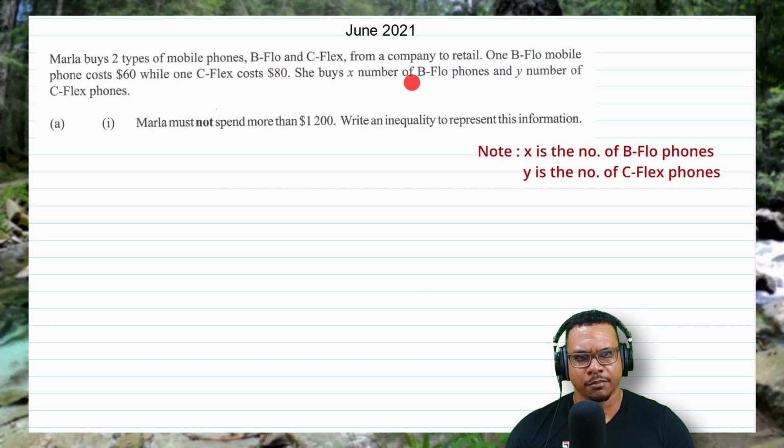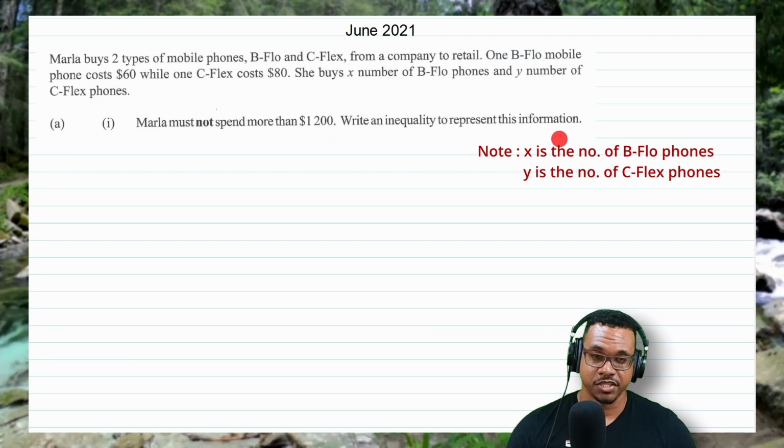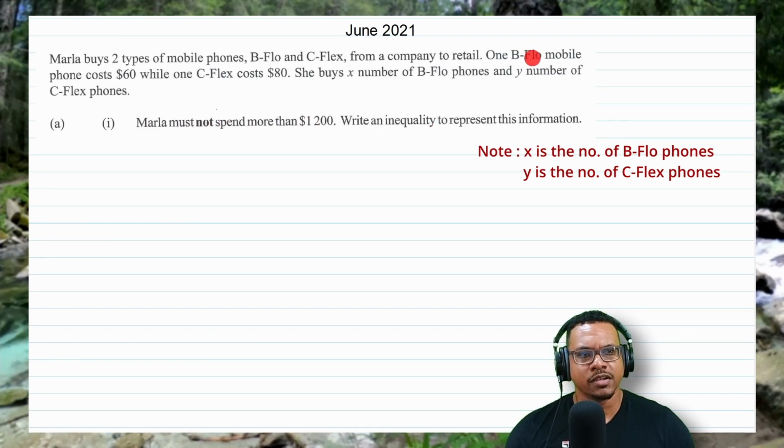So she buys X number of B-Flow. So X is the number of B-Flow phones and Y number of C-Flex phones. So we have Marla must not spend more than $1,200. Write an inequality to represent this information. So if one B-Flow mobile phone costs $60 and X is the number of B-Flow, 60 times X will be the cost of all the B-Flow mobile phones. And if one C-Flex costs $80 and Y is the number of C-Flex phones, then Y times 80 will be the cost of all the C-Flex phones.